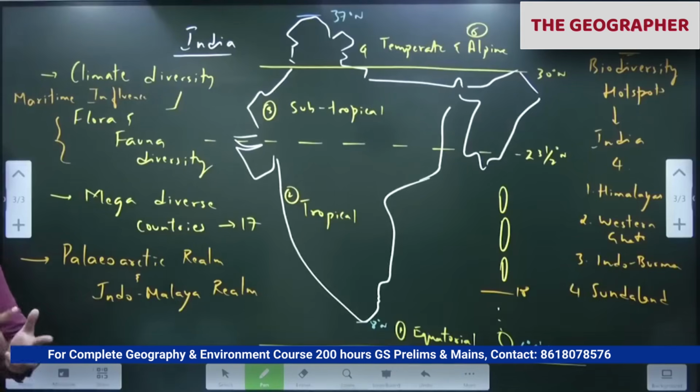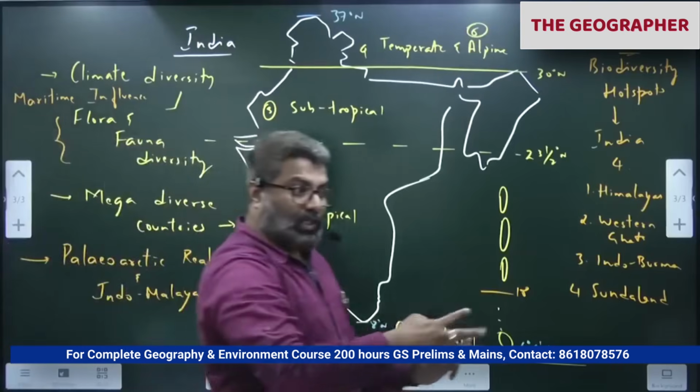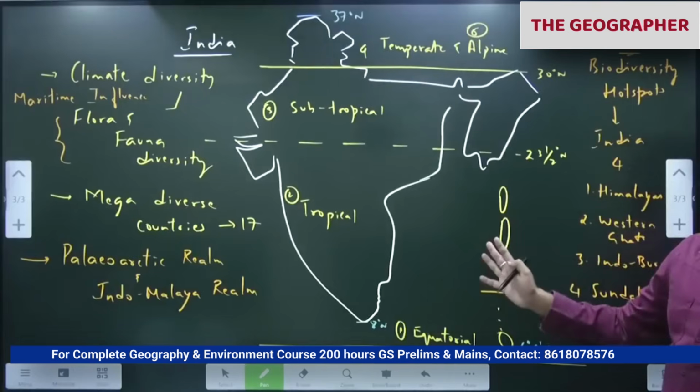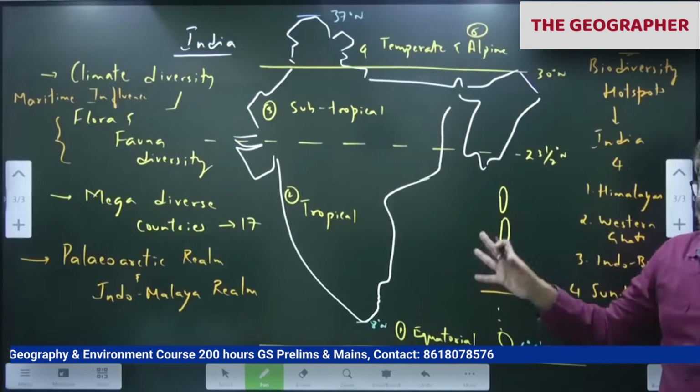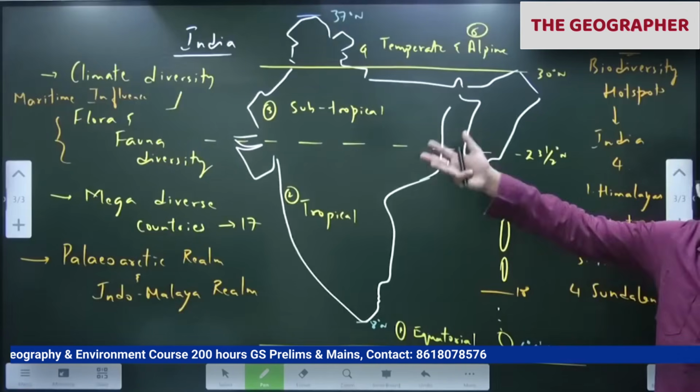Water is also there. We have a lot of rivers, perennial and seasonal rivers also we have. So as a result, soil moisture is more or less average. Not too high, not too low. So as a result, we have abundant vegetation, flora and fauna diversity, lot of plants and animals.